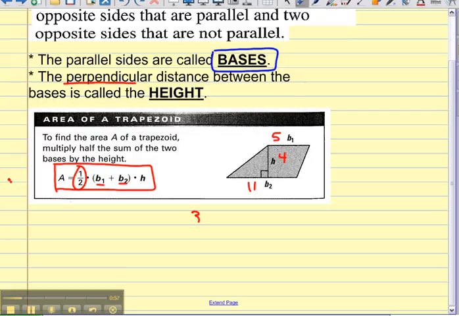That is 32. And we don't have units here, so we'll just say units squared, whatever they are. So we always square them. When it's area, we always have square units.